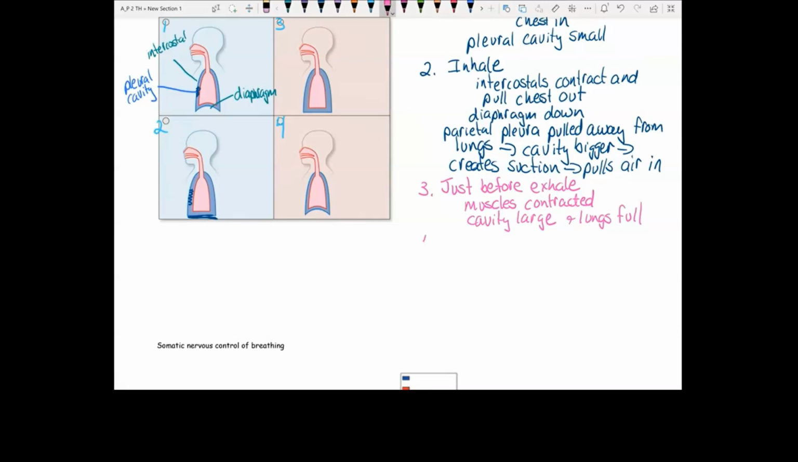Now if we go to picture 4. So look at the cavity. Here's the cavity. Here's the cavity. In picture 4, we make the cavity small again. We do that by having the muscles relax and bring the parietal pleura back in.